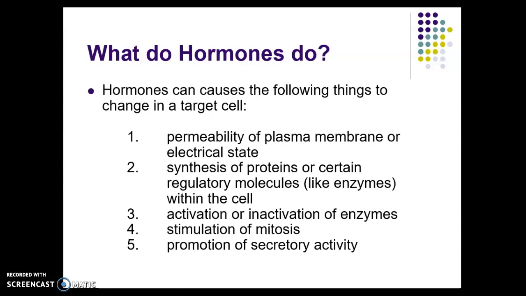So what do hormones do? Well, they can affect the permeability of the plasma membrane, or they can end up exciting or causing an electrical impulse to occur. They can say to the cell, hey, you need to make this structure, or you need to stop making this structure, so they can be regulating cell products or inhibiting activity. They can say, hey, cells, it's time to divide, it's time to get bigger. Or they can say, I need you to make more of X or more of Y.